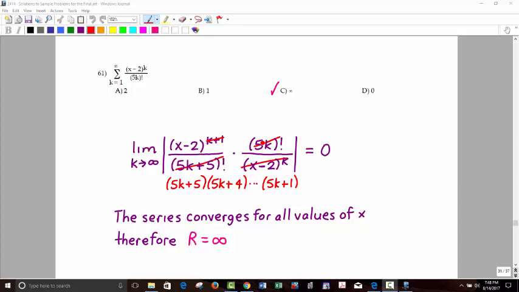So, anyway, you're left with a bunch of k's on bottom. You're left with an x on top, but since this is the limit as k, or normally we use n, goes to infinity, you're clearly going to 0 here with those k's left on bottom. So when that goes to 0, that means you have convergence for all values of x. So when that's the case, you have the radius of convergence is infinity, because the interval of convergence would be from negative infinity to infinity.